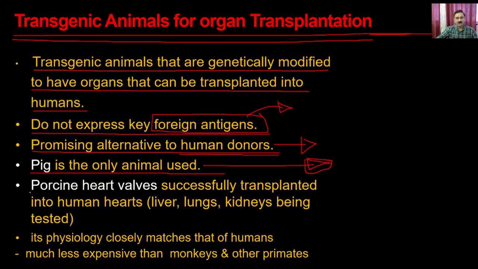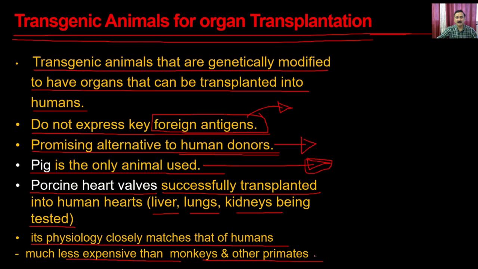Already, people have successfully transplanted the pig's heart wall into humans. Apart from that, the liver, lungs, and kidney are also being tested. Why is it so? Because the pig's physiology closely matches that of humans, and it is much less expensive than monkeys and other primates.